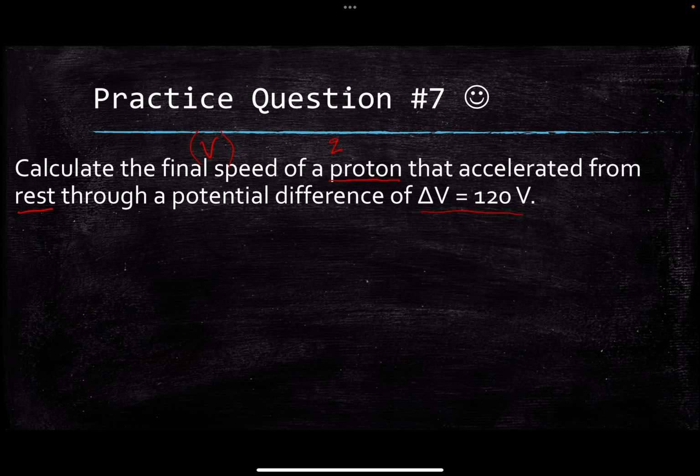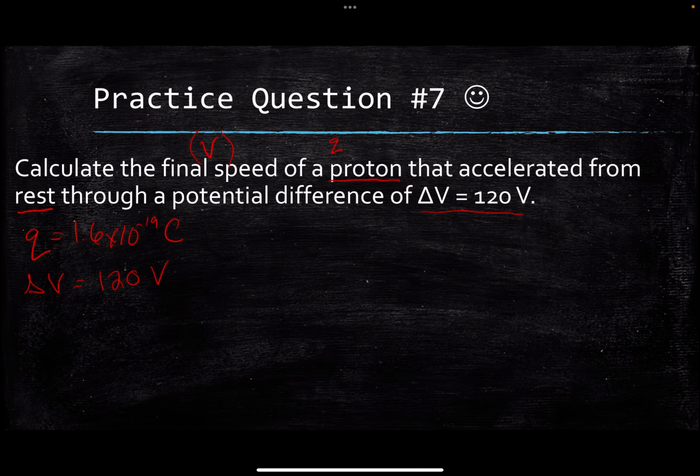And we have a potential difference. So let's start by just writing out what we know. We know Q is 1.6 times 10 to the negative 19 coulombs. We know that our delta V, or change in potential, or potential difference, is 120 volts.